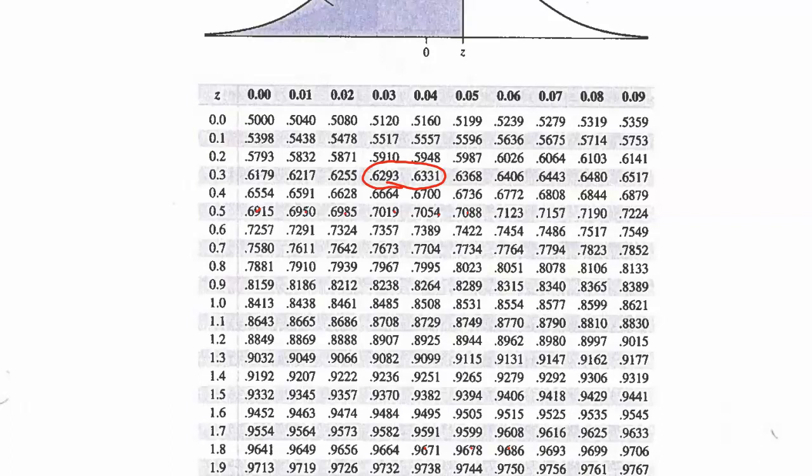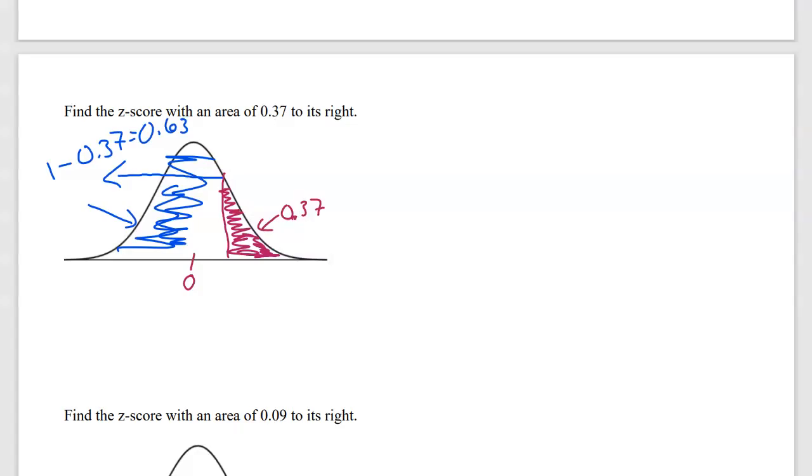This one, 93, so that would be 7 points away. 31, that's 31 points away. So it's closest to this one. So that z-score would be a 0.33, and that's a positive 0.33 as my z-score. And it is on the positive side. Okay.